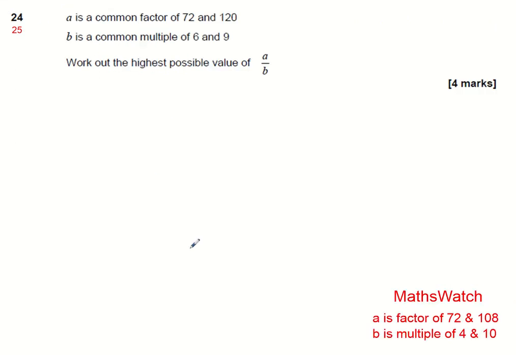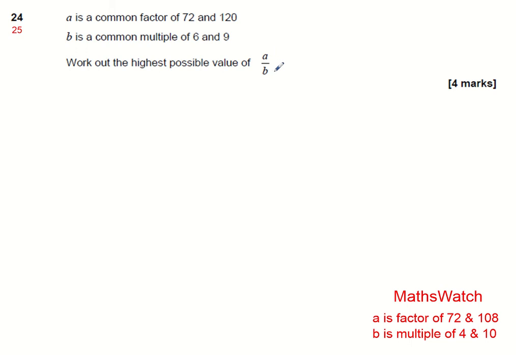Question 24. A is a common factor of 72 and 120. B is a common multiple of 6 and 9. Work out the highest possible value of A divided by B. Now, before we start moving on to factors and multiples, let's have a look at this bottom section. We're trying to find the highest possible value of A divided by B, so we need to figure out how big we need to make A and B.